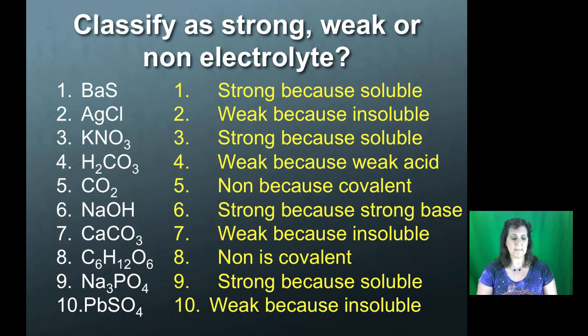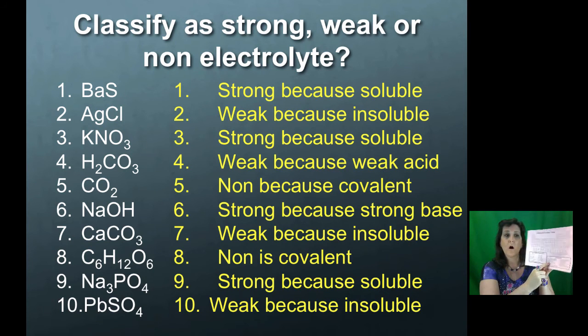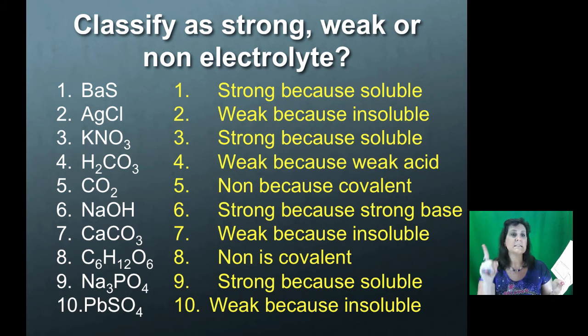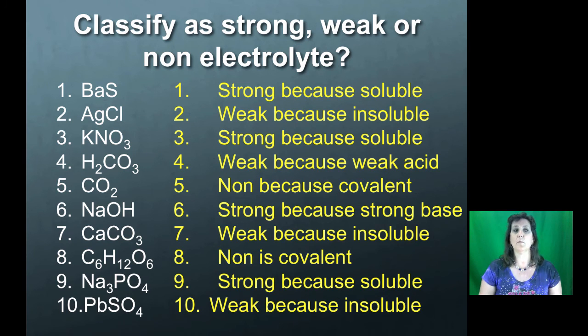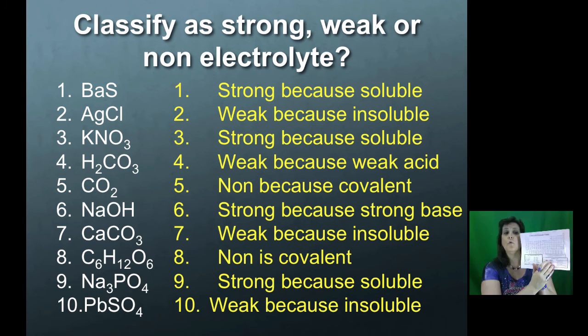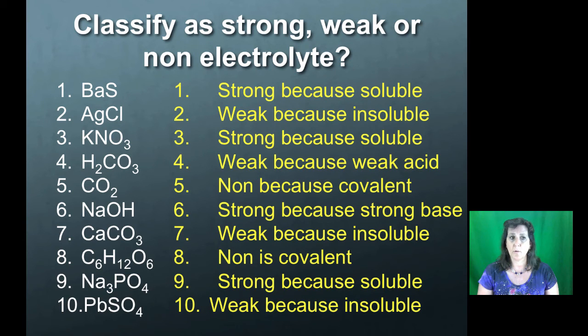Number 2, AgCl. That is weak because it's insoluble. That's solubility rule number 4. Cl is soluble except with silver, mercury, and lead. So silver chloride is insoluble, which makes it weak because it means it dissolves a little bit. Number 3, KNO3. Rule number 1, potassium compounds are soluble. That makes it strong because it's soluble.